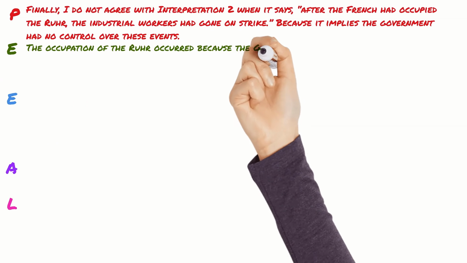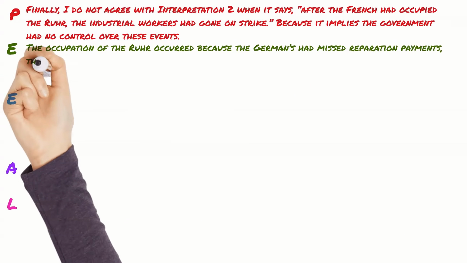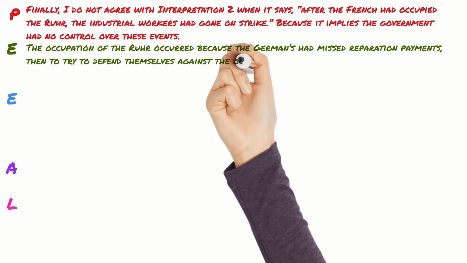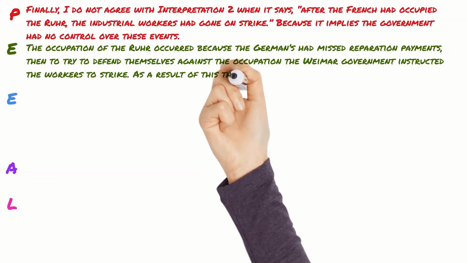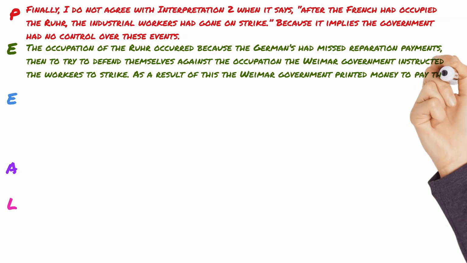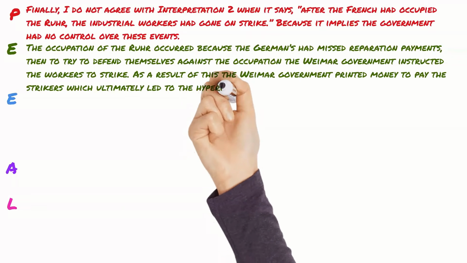The occupation of the Ruhr occurred because the Germans had missed reparation payments, and then, to try to defend themselves against the occupation, the Weimar government instructed the workers to strike. As a result of this, the Weimar government printed money to pay the strikers, which ultimately led to the hyperinflation.